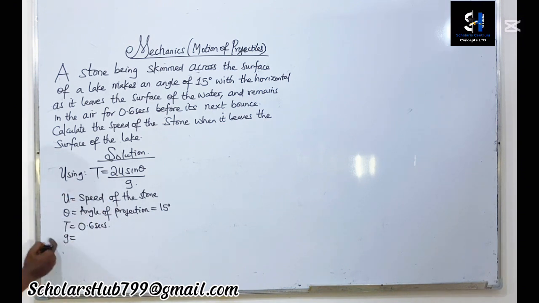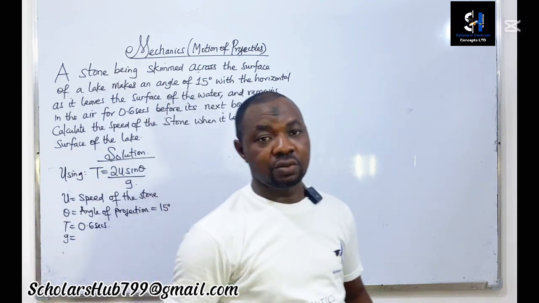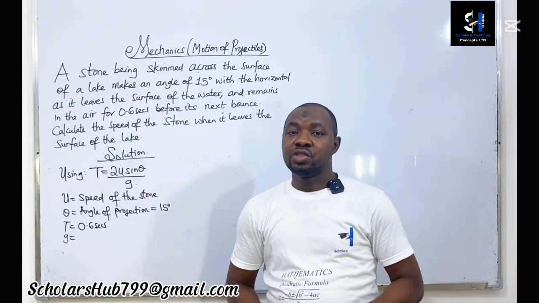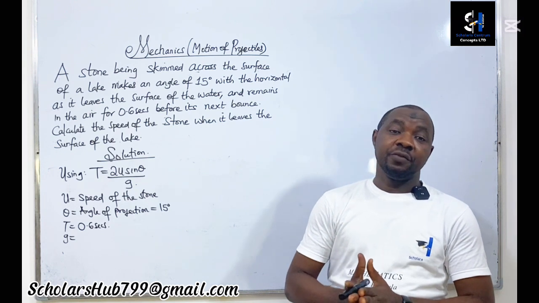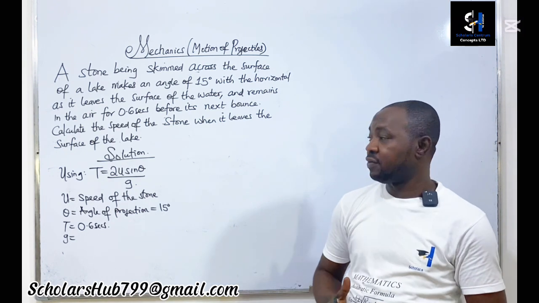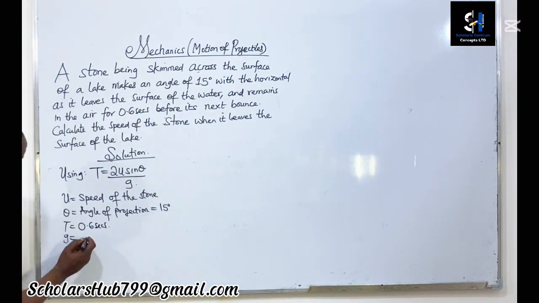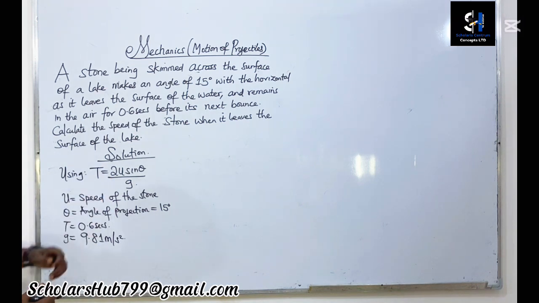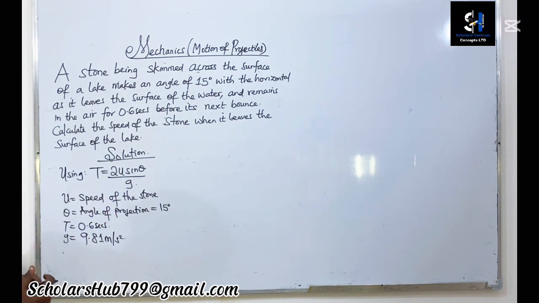Now, g is the acceleration due to gravity. Gravitational attraction produces a force which causes what we call acceleration of free fall, or acceleration due to gravity, of approximately 9.81 meters per second squared. So let's get the value of u by rearranging this formula.